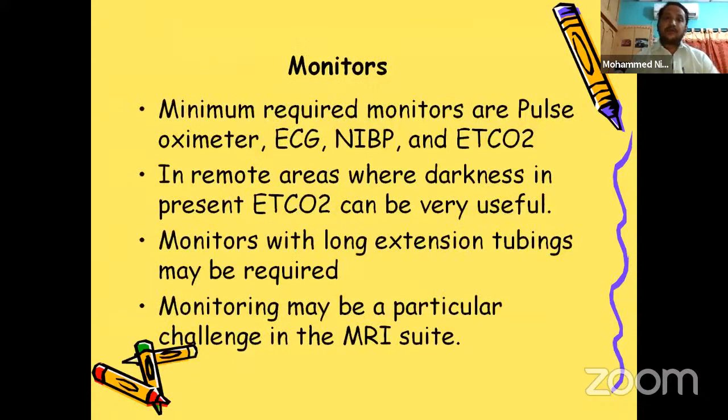Now, what are the monitors? The minimum required monitors are pulse oximeter, ECG, NIBP, and ETCO2. In remote areas where darkness is present, ETCO2 can be very useful. As I already told, chest excursion can't be seen in dark places, so we don't know whether the patient is breathing or not. You have given sedation to the patient, and suddenly the patient may go into apnea, so ETCO2 can be very useful. The monitors used usually have long extension tubings, and monitoring may be a particular challenge, especially in an MRI suite.